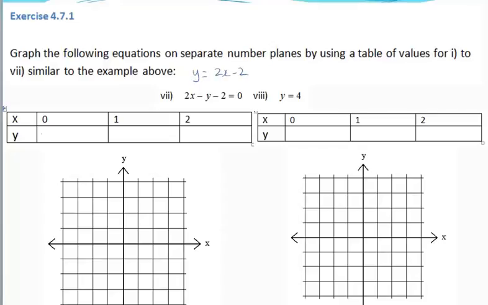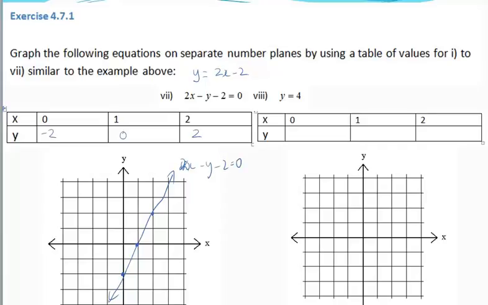2 times 0 minus 2 is minus 2. 2 times 1 is 2, minus 2 is 0. 2 times 2 is 4, minus 2 is 2. So 0, minus 2; 1, 0; 2, 2. Our line goes here, whoops, there. And we say, well, 2x minus y minus 2 equals 0.